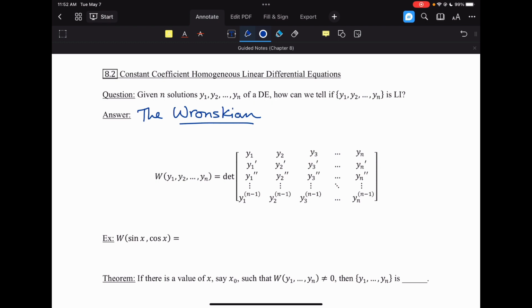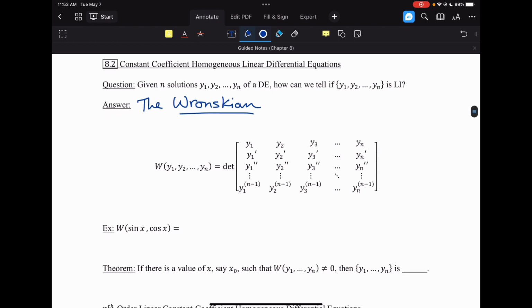The Wronskian is abbreviated with a capital W, W of y1 through yn. That is the determinant of all of the derivatives of the solutions to that differential equation. So basically you take the solutions in the first row, and then down the columns you take every applicable derivative of those solutions. Once you have that matrix set up, take its determinant, and this is going to give us the result that we're looking for. So what is that result?